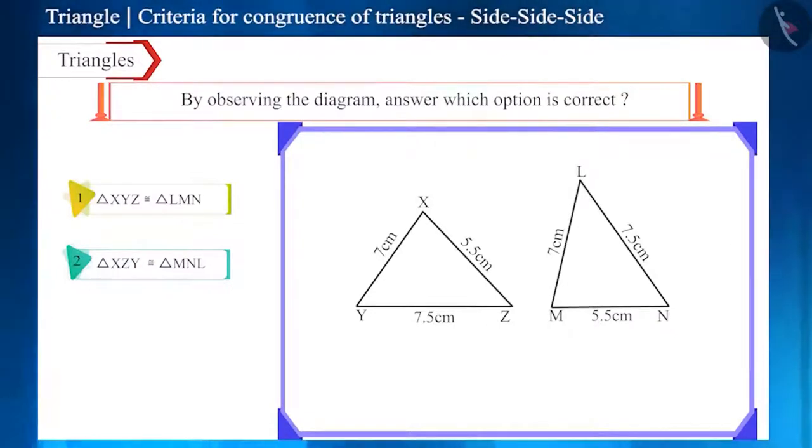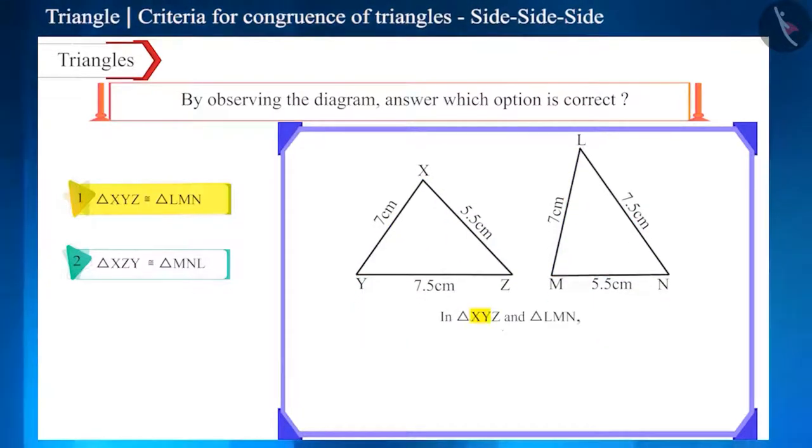Friends, look at the first option. In these two triangles, all the three sides are equal, but the corresponding sides are not equal. Side XY is equal to side LM, but side YZ is not equal to side MN, and side XZ is not equal to side LN. Corresponding sides are not equal, therefore, triangle XYZ and LMN are not congruent. So, this option is wrong.